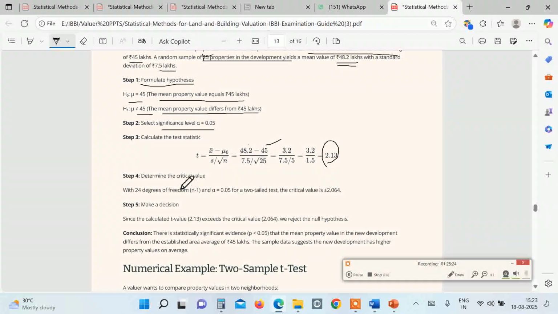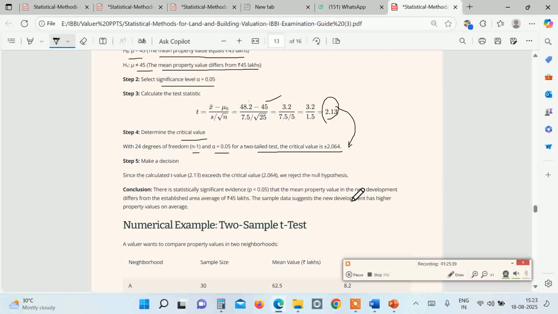Now determine the critical value with 24 degrees of freedom, n minus 1, and alpha 0.05 for a two tailed test. You can calculate the critical value by using software, and the value comes out to be plus or minus 2.064. Since the calculated value 2.13 exceeds the critical value 2.064, we reject the null hypothesis. So it is statistically significant, the p-value is less than 0.05. It means the mean property value in the new development differs from the established area average of 45 lakh. The sample suggests the new development has higher property values on average.